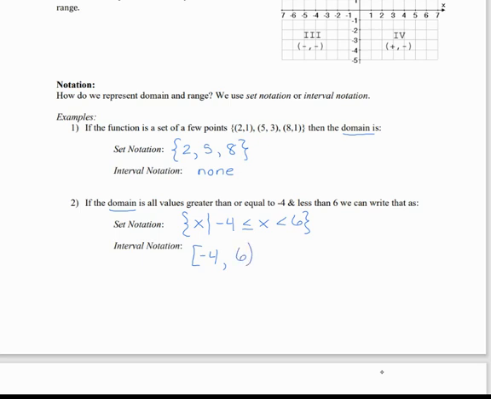Now notice here what I'm using. I'm using a bracket and a parenthesis. Why? Well, brackets mean, and I'll just jot this down for your notes, means that the value is included. So -4 is included because we said greater than or equal to.